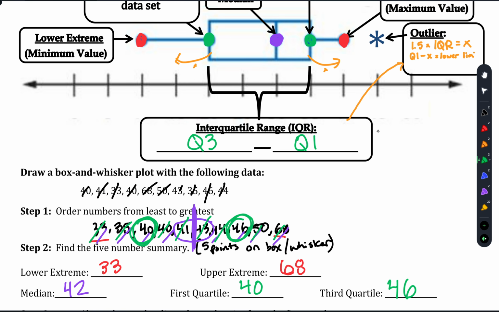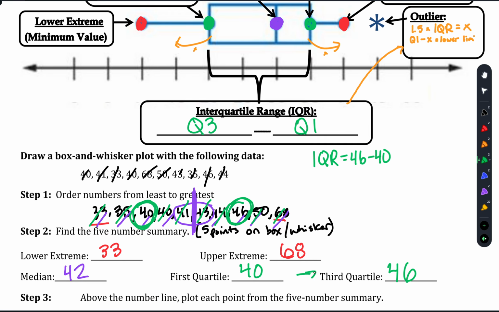Remember, to find an outlier, we need the interquartile range. So I'm going to take my third quartile, which is 46, minus my first quartile, which is 40. Those numbers are here and here. So my interquartile range is 6.